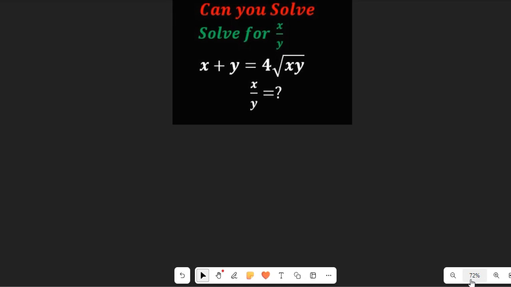Hello, join me. Let's solve for x divided by y in this nice algebraic expression. We are given x plus y equal to 4 multiplied by the square root of xy, and we are asked to find x divided by y. So if you are given this kind of expression, how do you solve it? Join us, let's solve this.